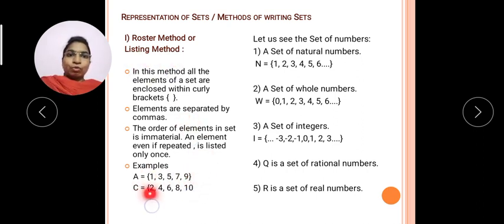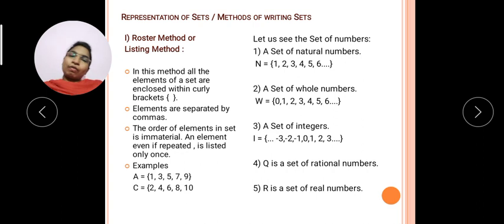Second is C = {2, 4, 6, 8, 10}. Sorry, here the curly braces are not printed, so here it is 2, 4, 6, 8 and 10. It is missing here. Always remember that it should be enclosed by curly braces. If you write it in this way, it will be wrong. It should be enclosed by curly braces. Okay, this is called the listing method.